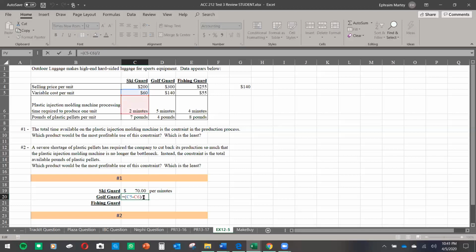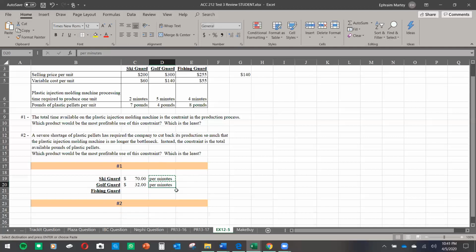We have here 300 minus the variable cost, and we get the contribution margin of 140. And what is the minute? It will take us 5 minutes. So 5 minutes is the constraint, so it will be $32 per minute. I'm just going to copy and paste here. I'm just trying to finish this quickly.